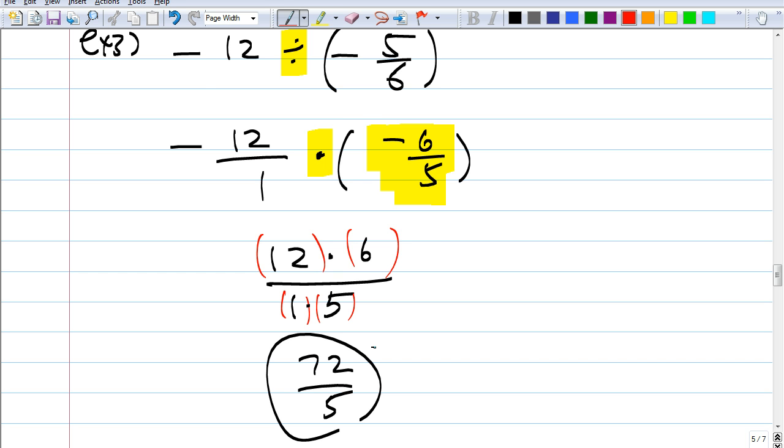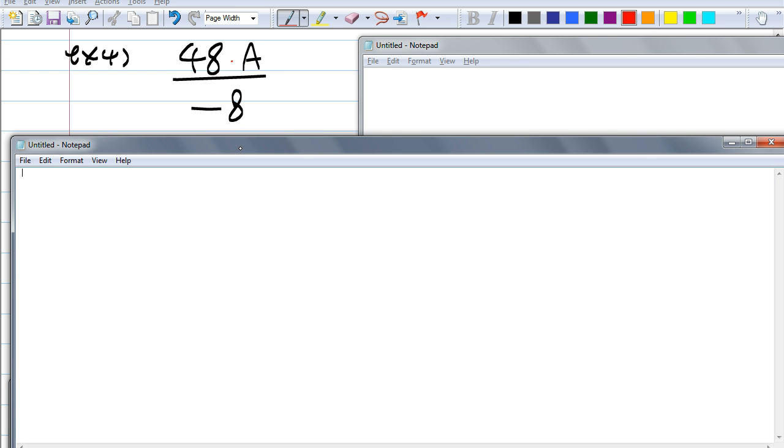Yes? Okay. Now, let's look at example 4. 48a over negative 8. So how would you simplify this? Anybody see what to do? One person? 2?